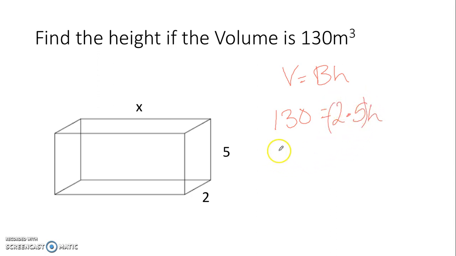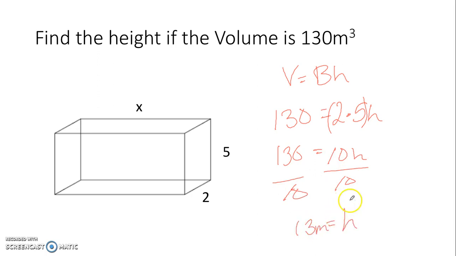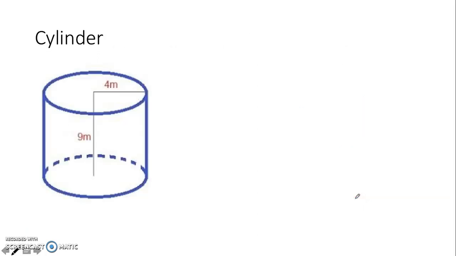times h. Okay, so 130 is equal to 2 times 5, which is 10, times h. Now we divide both sides by 10, and we have h is equal to 13. So our height is 13 meters. Do you see, I just plugged it into the equation, and then we simplified the equation and solved it.